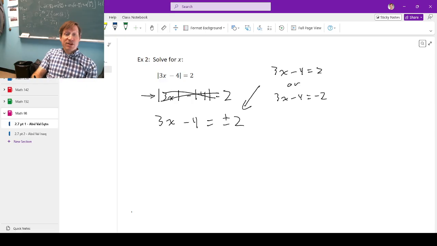All right. So now that we've dealt with the absolute value, well, now we just need to finish solving for x, right? And we know how to do that. Add 4 to both sides.